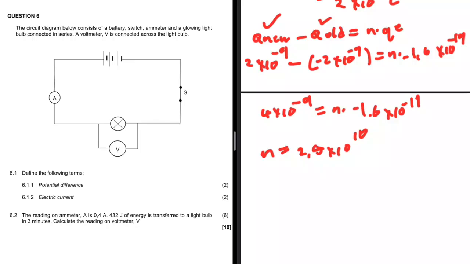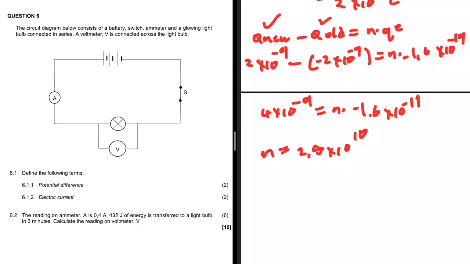Okay, let's do question 6. The circuit diagram below consists of a battery, switch, ammeter, and a glowing light, as we can clearly see. They're connected in series. Let's take a look at what is happening. 6.1.1, we're supposed to define the term potential difference. It is the energy transferred per unit electric charge in a conductor. And then electric current, 6.1.2, is the rate of flow of charge.